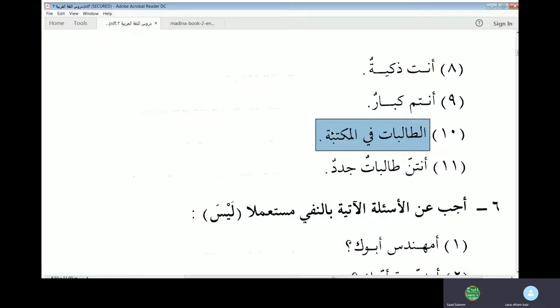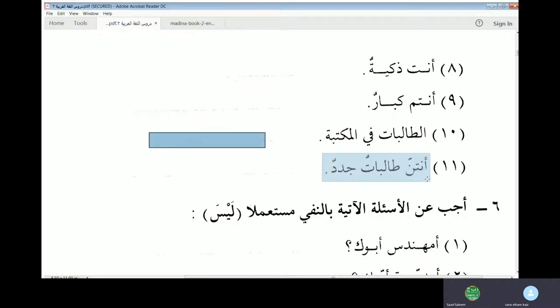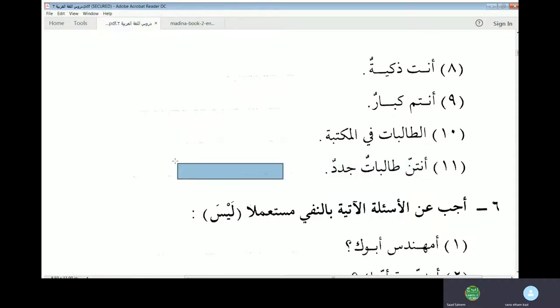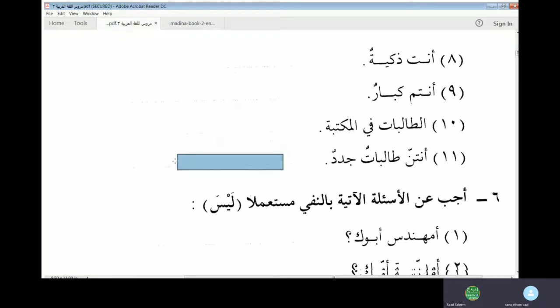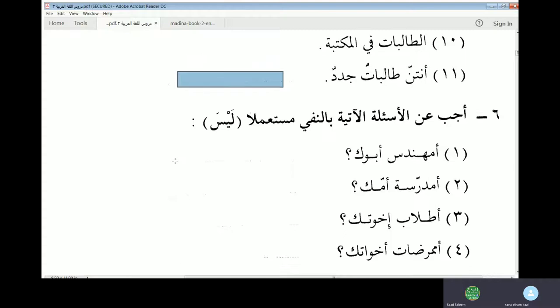At-talibatu fil maktabati. The female students are in the library. At-talibatu lasna fil maktabati. The female students are not in the library. Antunna talibatun judud. You are all new students. Antunna lastunna bi talibatin jududin. You all are not new students.